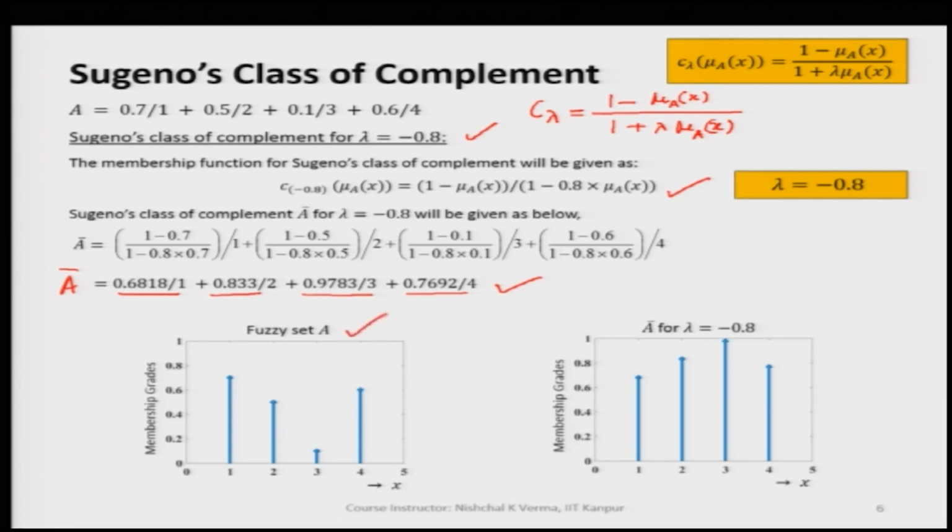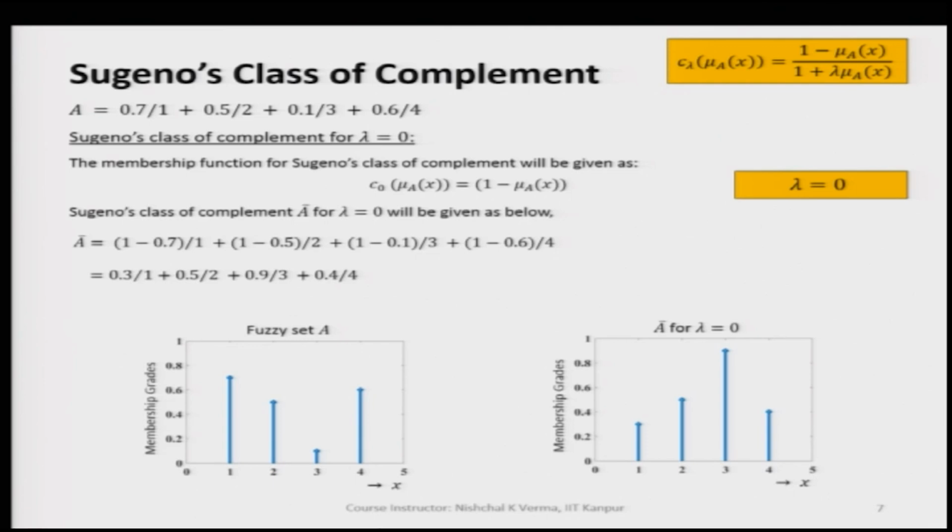We have taken this fuzzy set A and here we have plotted all these values, meaning we have shown this discrete fuzzy set A, and let us see what we are getting as the complement of this fuzzy set A for lambda equal to minus 0.8. So, we are getting this fuzzy set here, which is shown as the complement of fuzzy set A, that is A bar, and this is for lambda equal to minus 0.8.